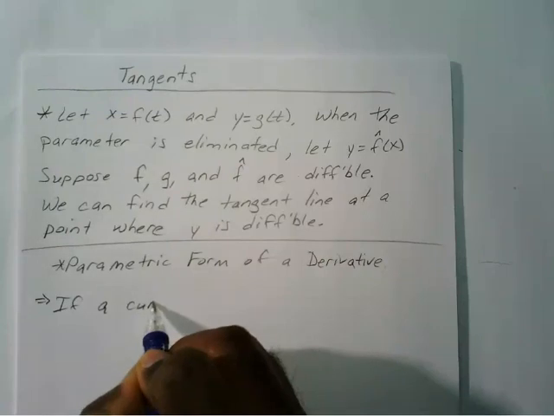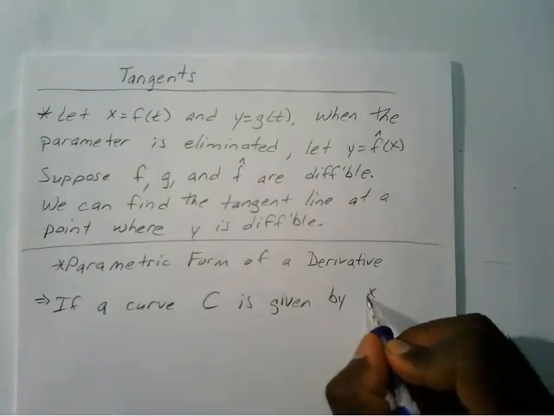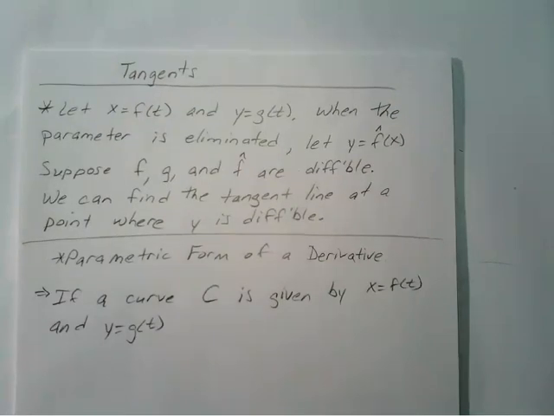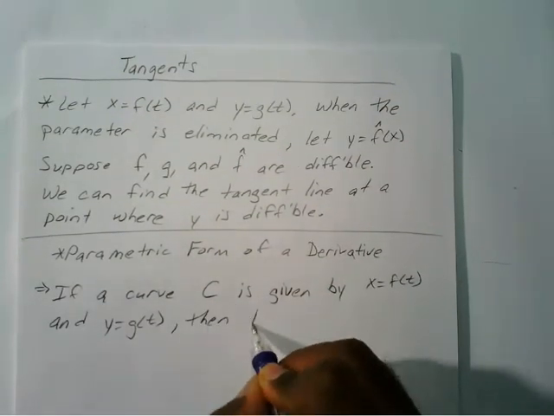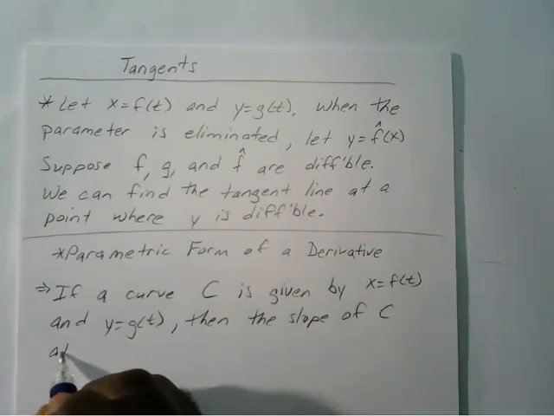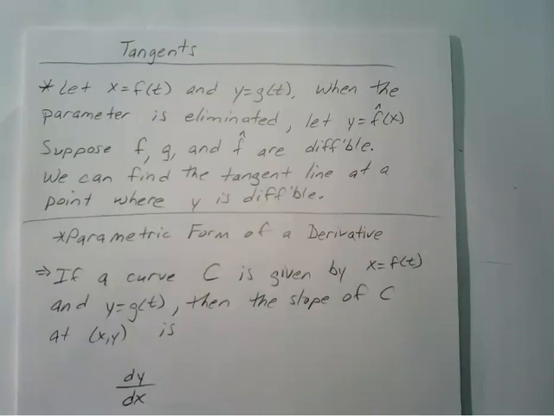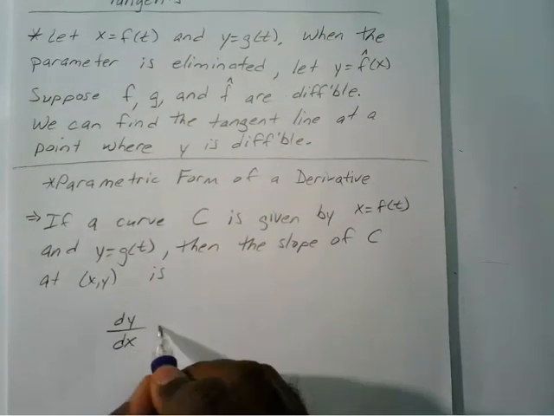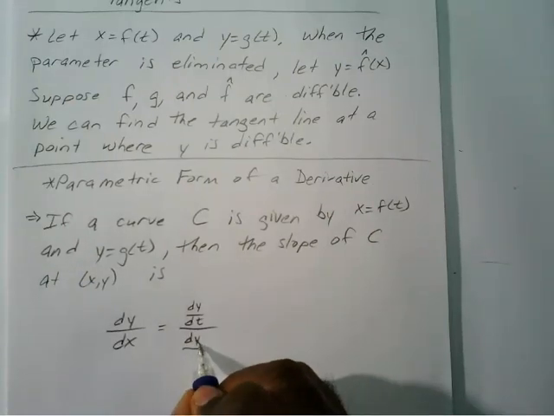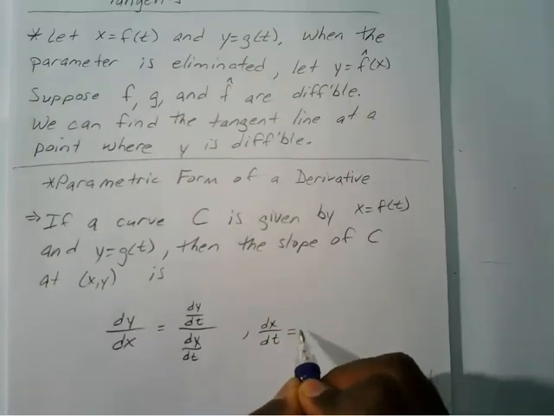if a curve that we'll call C, a parametric curve C, is given by x equals f of t and y equals g of t, then the slope of the curve C at a particular point (x, y) is dy/dx, equal to the derivative of y with respect to t over the derivative of x with respect to t, assuming that the derivative of x with respect to t does not equal 0.